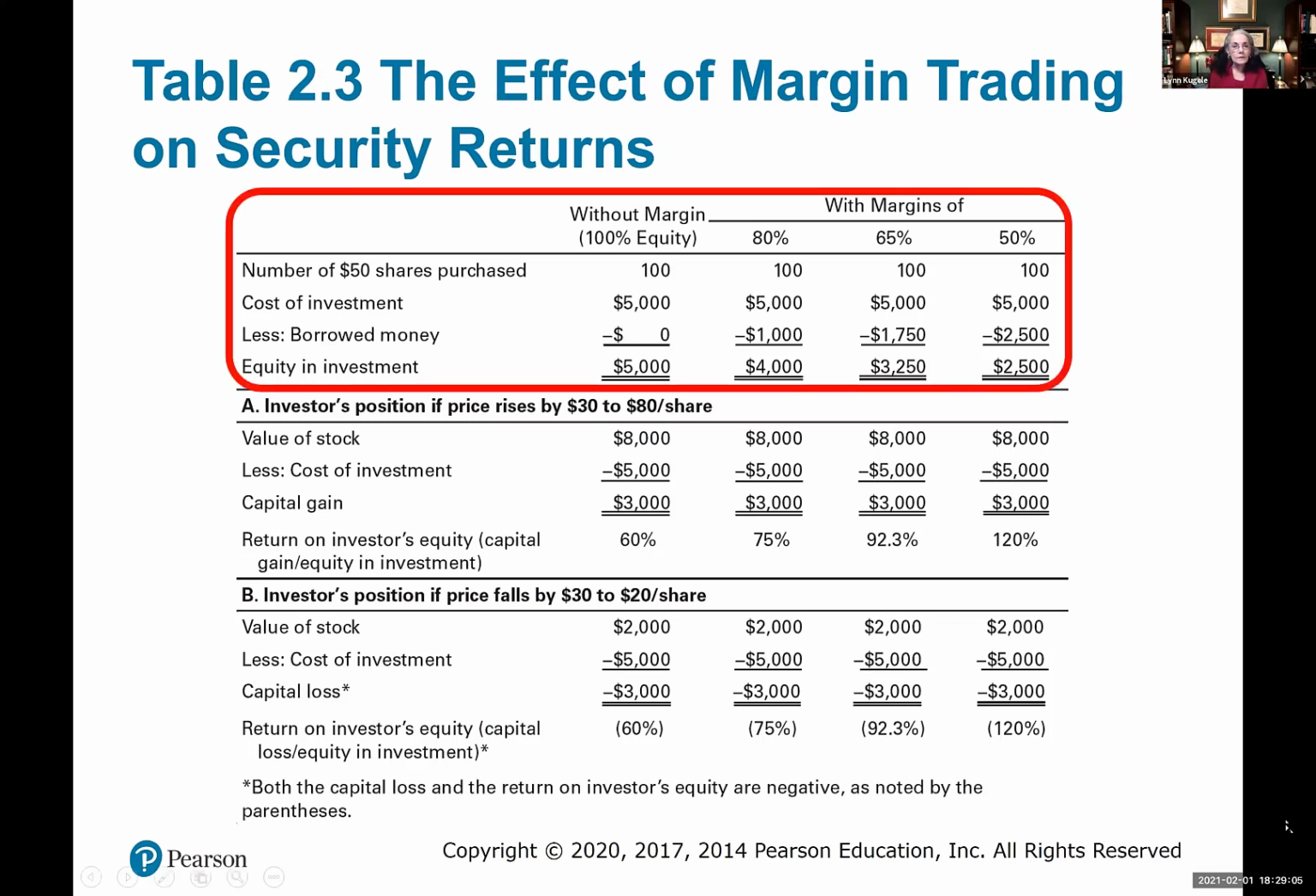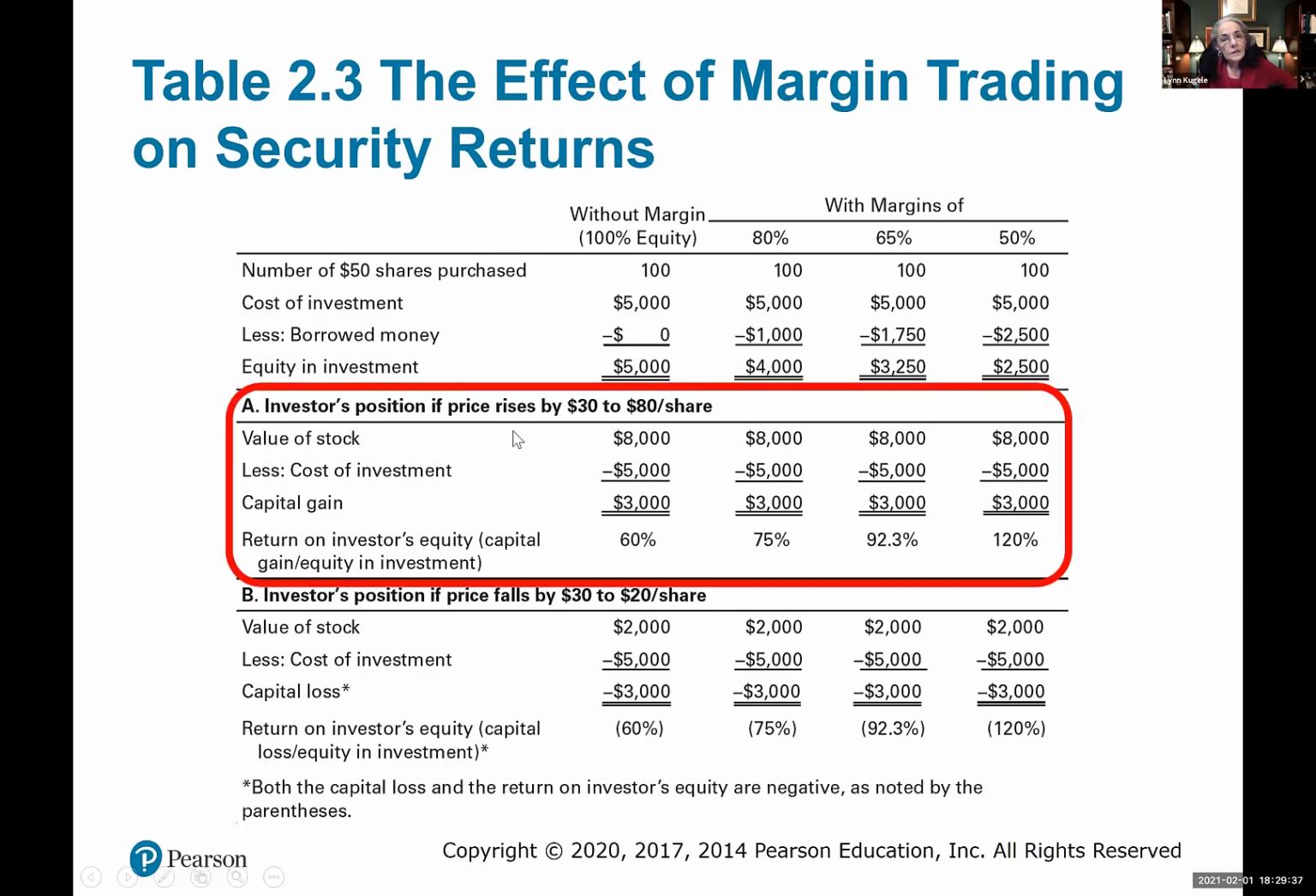Okay, right up there. I'm buying 100 shares at $50 a share. Without any margin, right down here, it cost me $5,000. I didn't borrow anything. My equity is $5,000. With an 80% margin, I borrowed 20%. I had to put up $4,000. So my equity is $4,000. I borrowed $1,000. 65%, 50%, which is where we are right now. I borrowed $2,500. I put up $2,500.